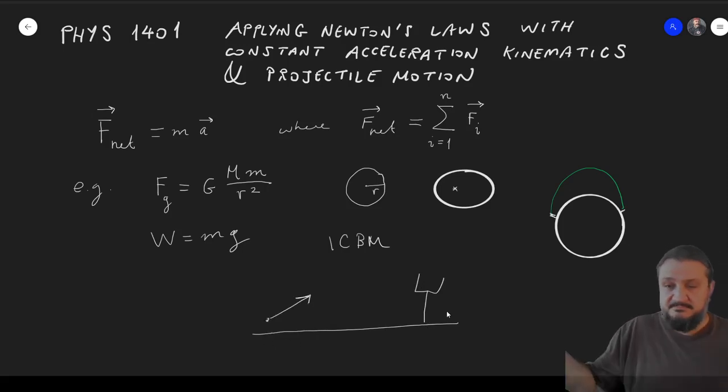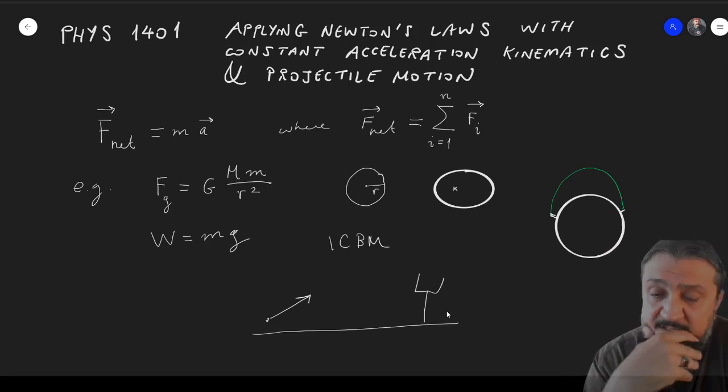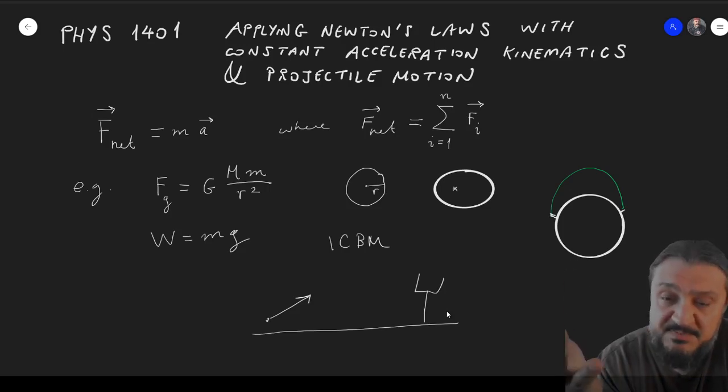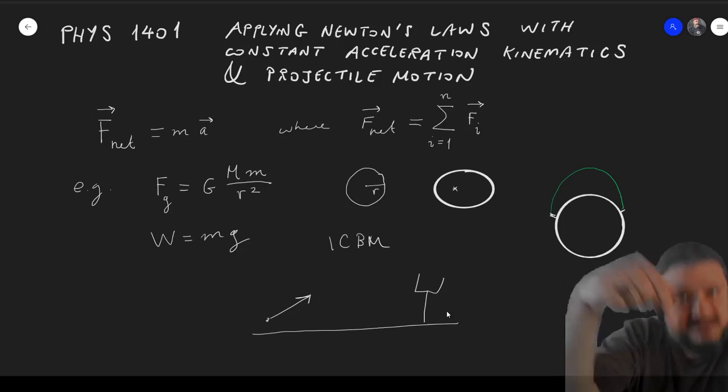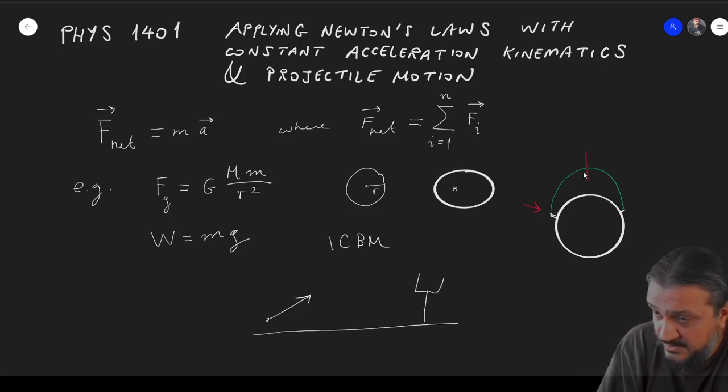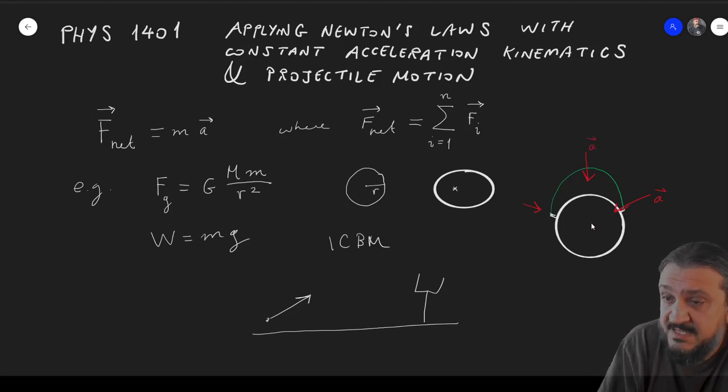Now, this is not as long as the ICBM's path. So within this small distance, you can assume that gravity is pretty much constant. And it's always downward, right? Now, in the case of the ballistic missile, gravity was pointing to the center of the Earth. Wherever you are, gravity points, that's what I'm talking about, the acceleration due to gravity, points to the center of the Earth, roughly, right?